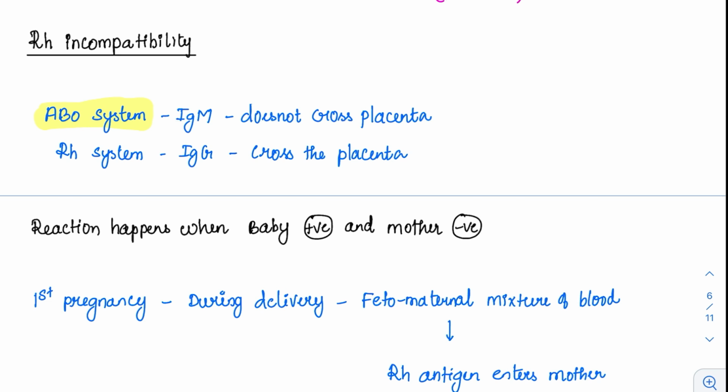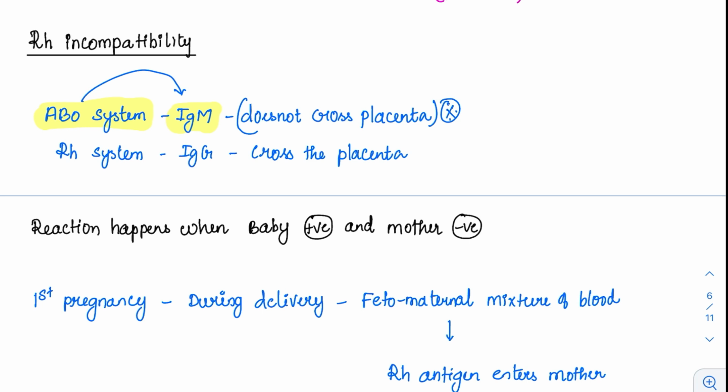So what will happen? There are not many major cross-matching issues. Why? Because of the IgM. The ABO system has IgM immunoglobulins. This IgM does not cross the placenta. If it is not crossing the placenta, obviously it cannot affect the fetus. So there is no problem in the ABO system.